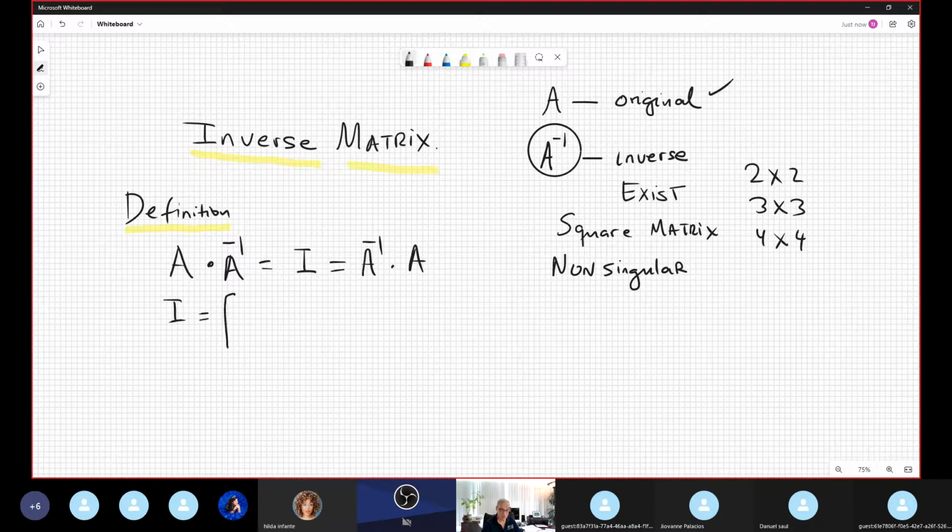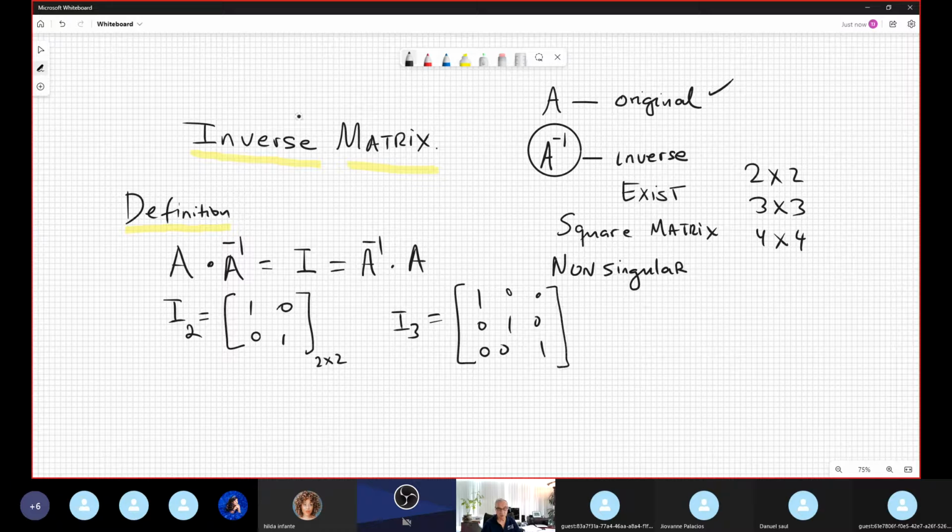Remember, the identity matrix is a matrix like that: 1, 0, 0, 1. It's the identity matrix of dimension 2 because this matrix is 2 by 2. The identity matrix of dimension 3 is 1, 1, 1 on the diagonal, and the rest is 0. And so on. Identity matrix of dimension 4 has 16 entries, or elements. This is the idea. Let's see an example to illustrate this idea much more clearly.